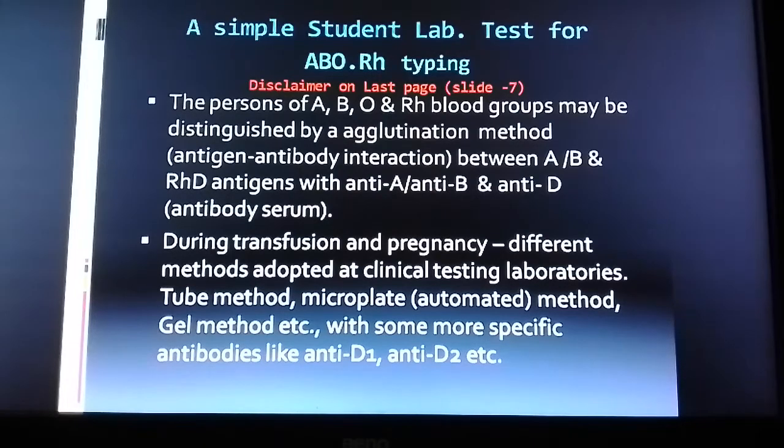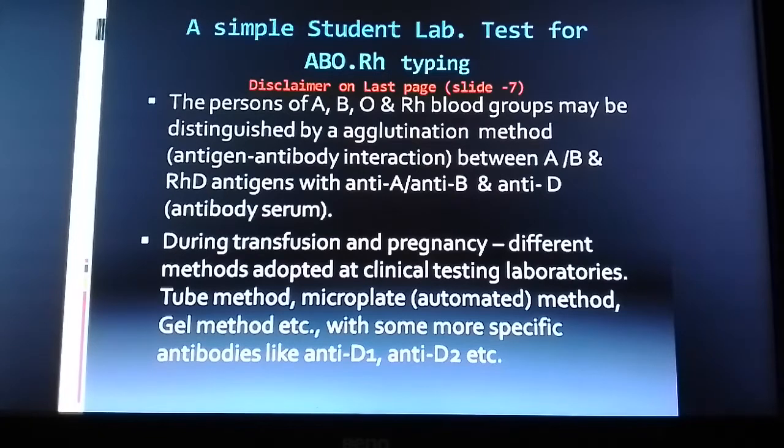This presentation gives you some idea about ABO RH blood group typing, the method by which we can differentiate A blood group, B blood group, O blood group, AB blood group and RH blood group. It is usually done in the student laboratory for gaining some knowledge about how blood grouping is done.